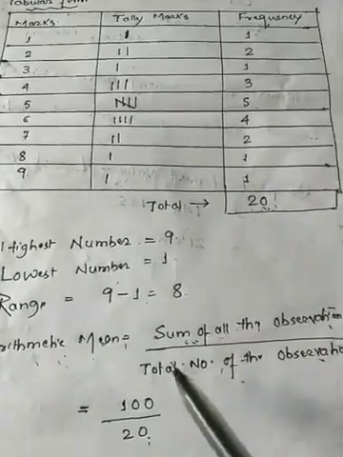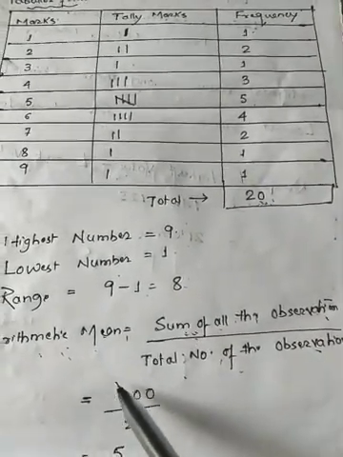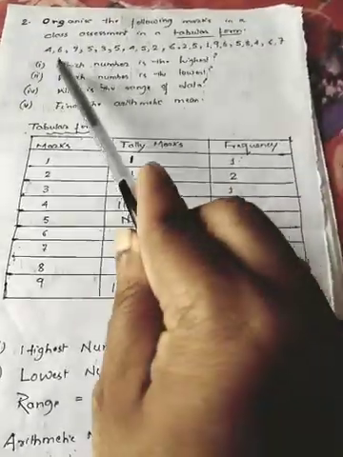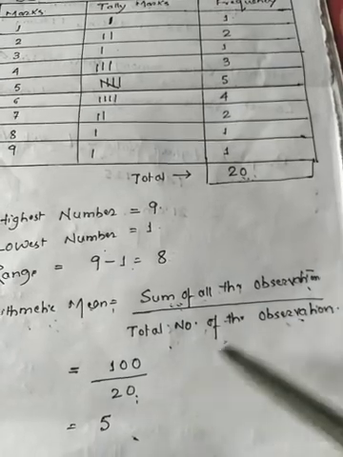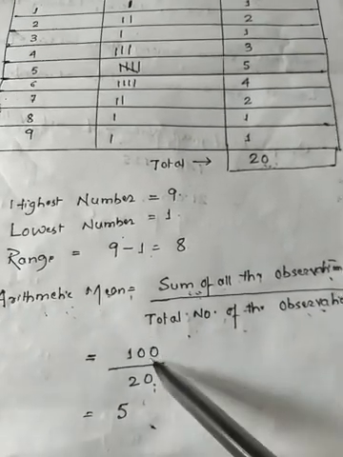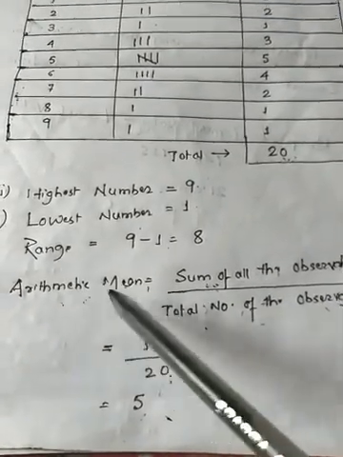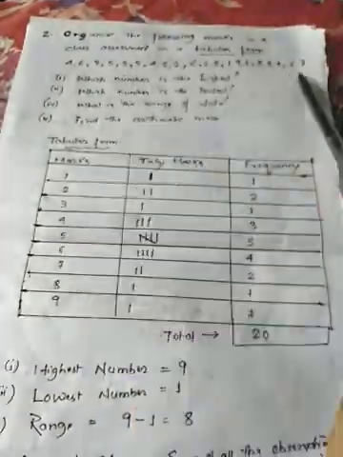As simple as this. So the sum of all the observations, as I am repeatedly saying, will be 100. After adding all those observations, you will get 100. And the total number of observations is 20. Now once you divide this, you will get the answer as 5. So the arithmetic mean of this observation is 5.